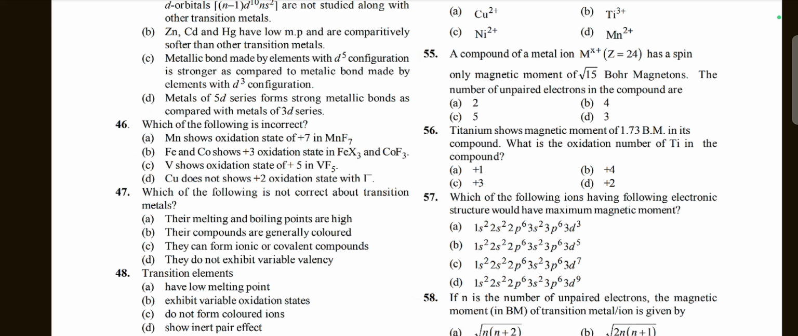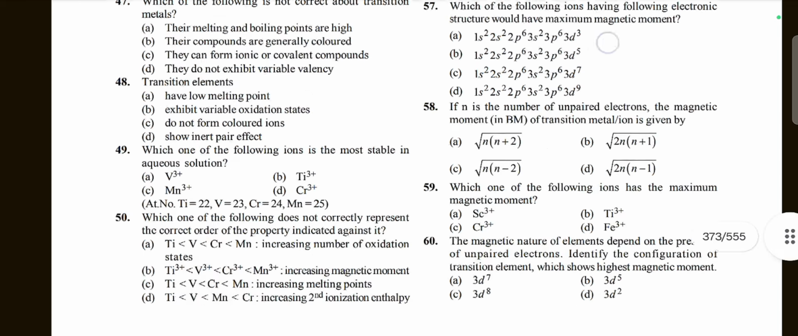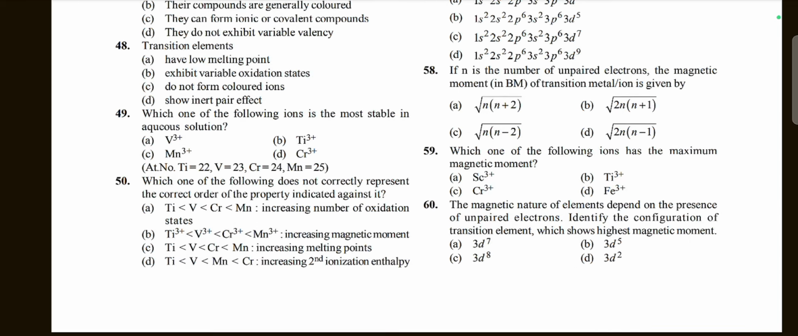Which of the following ions having the following electronic structure would have maximum magnetic moment? So here option B will be the answer, because it has the maximum number of unpaired electrons, which are 5. Therefore, the answer will be B. If n is the number of unpaired electrons, the magnetic moment in BM of a transition metal ion is given by option A, root of n(n+2).